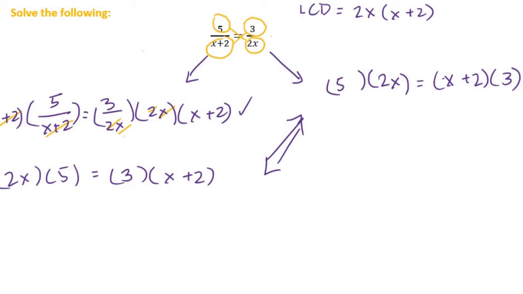So again, we couldn't do this before because it only works when there's a single term on the left and a single term on the right. But because these two are identical, I can solve either of them. So I'll continue working on the right-hand side. 5 times 2x is 10x, and x plus 2 times 3 is 3x plus 6. I move the 3x to the left-hand side by subtracting 3x from both sides. And finally, division by 7 gives me x is equal to 6 over 7.